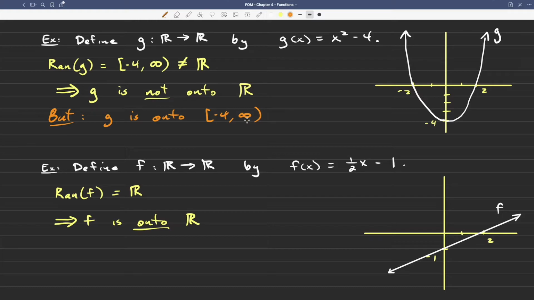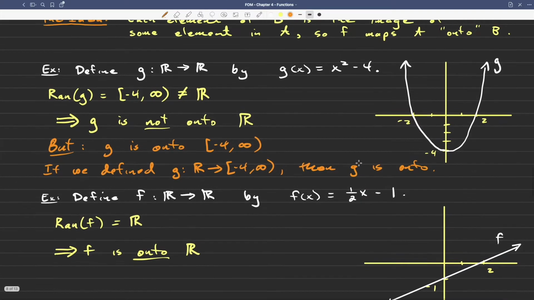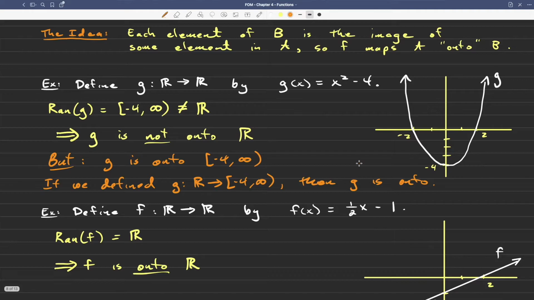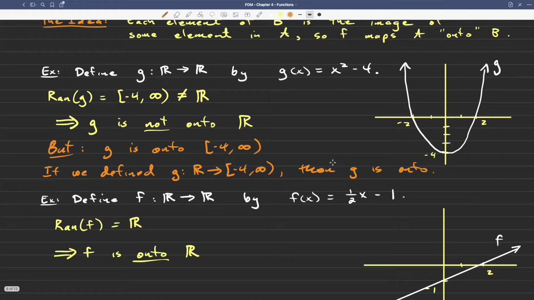Every function is onto its range. So if we define G as a function from R to the interval -4 to infinity, then G would be onto. So the onto property has a lot to do with just how the codomain is picked in the first place. So if you're careful, you can always make a function onto just by insisting that the codomain B is exactly what the range of the function is.